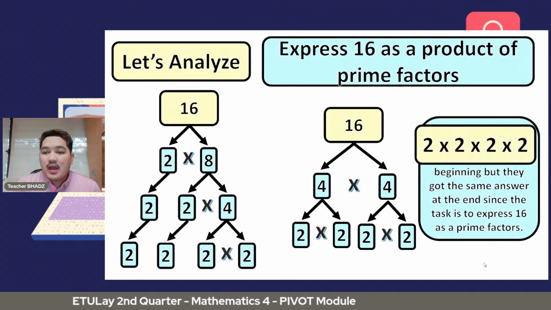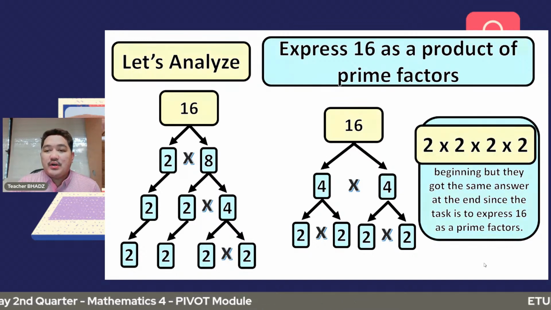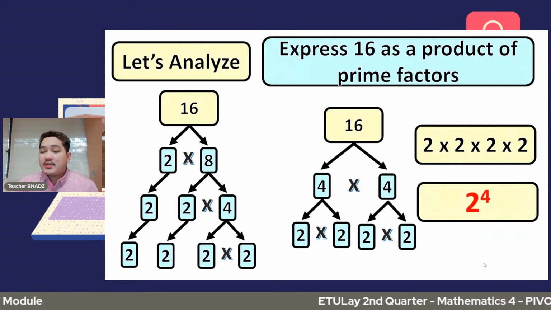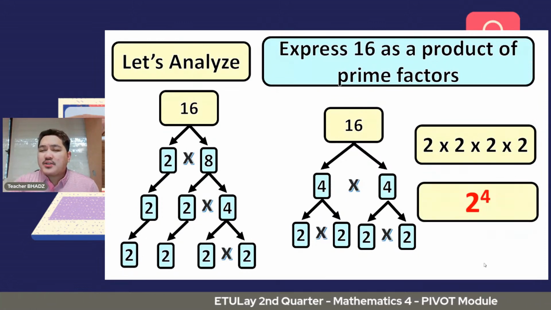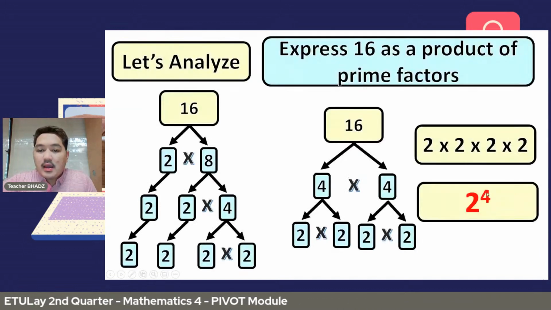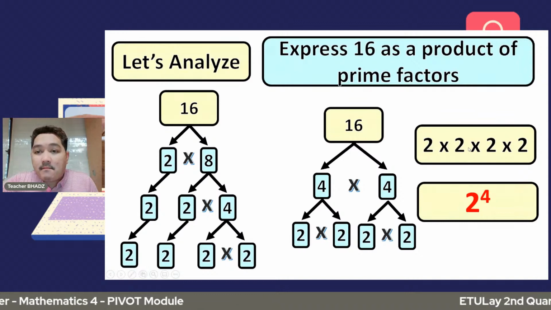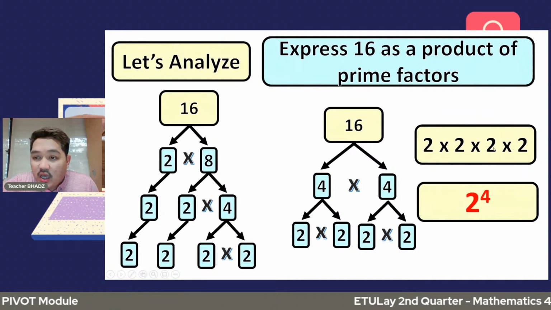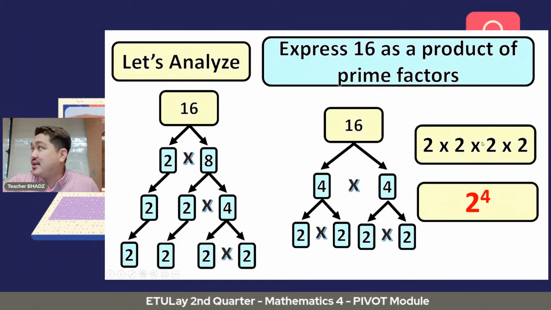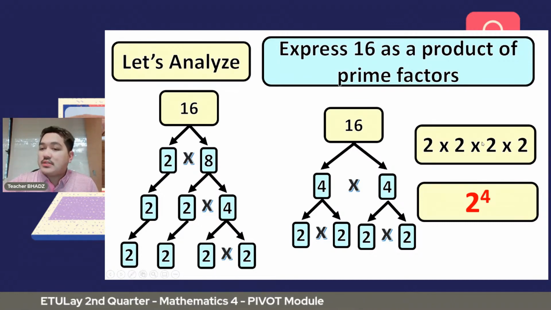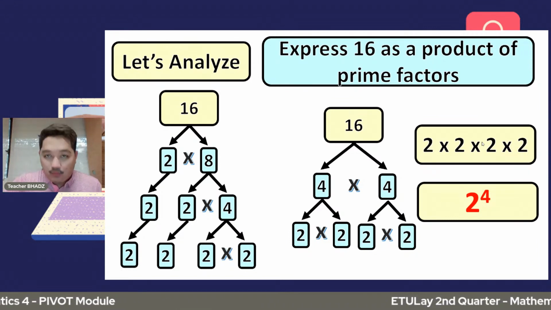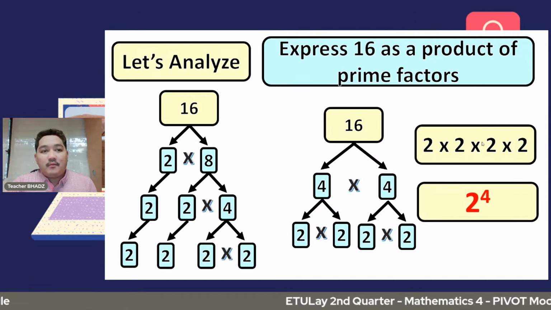In short, ayan yung kanyang prime factors, 2 times 2 times 2 times 2, or 2 raised to the power of 4. Sir, saan galing itong 4? Bakit naging 4? Bilangin natin yung number ng 2. 1, 2, 3, 4. Apat na beses natin siyang minultiply. So the answer is 2 times 2 times 2 times 2, or yung shorter version ay 2 raised to the 4th power. Let's have another example.